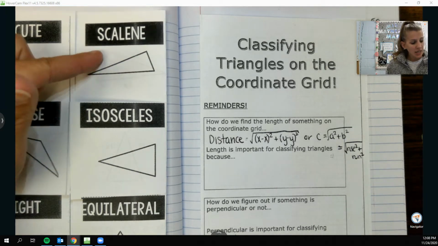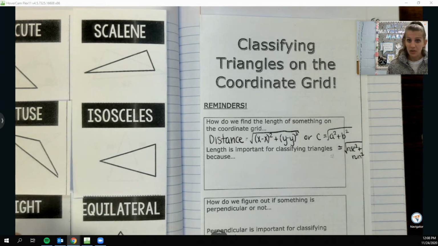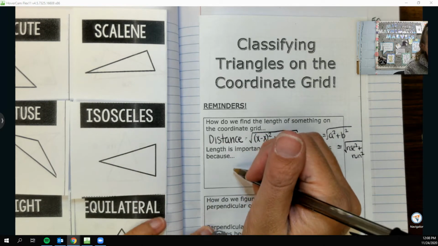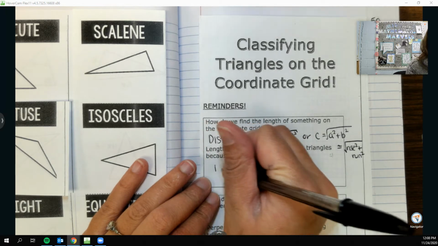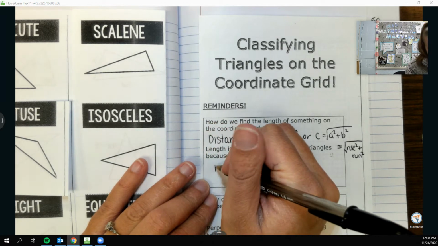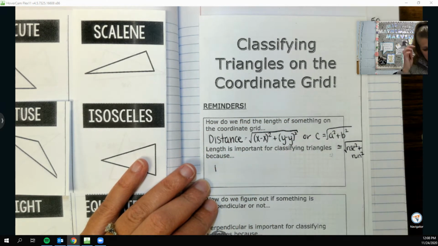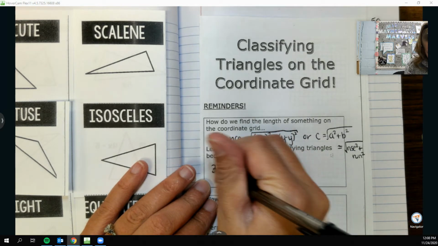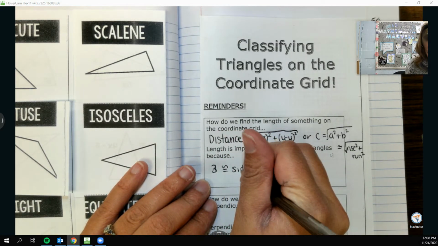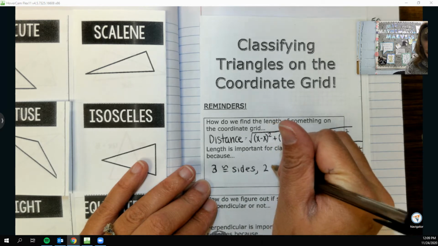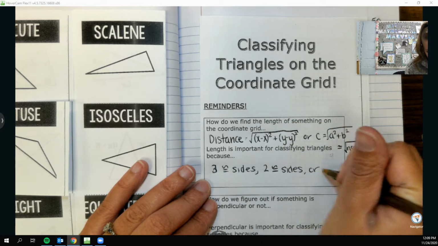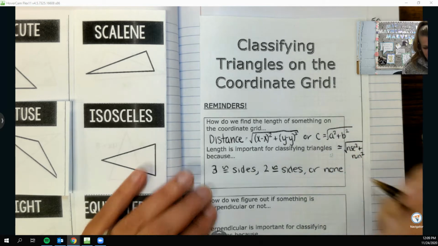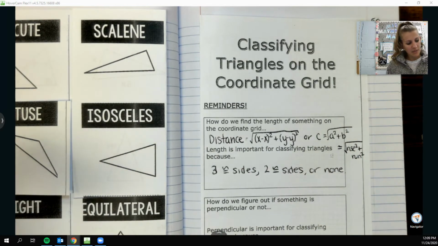Now, length is important for classifying triangles because based on the length of the sides, my triangle is either scalene, isosceles, or equilateral. I should say this a different way. Based on if I have three congruent sides, two congruent sides, or none, that will tell me if I am equilateral, isosceles, or scalene, and we'll get to that.